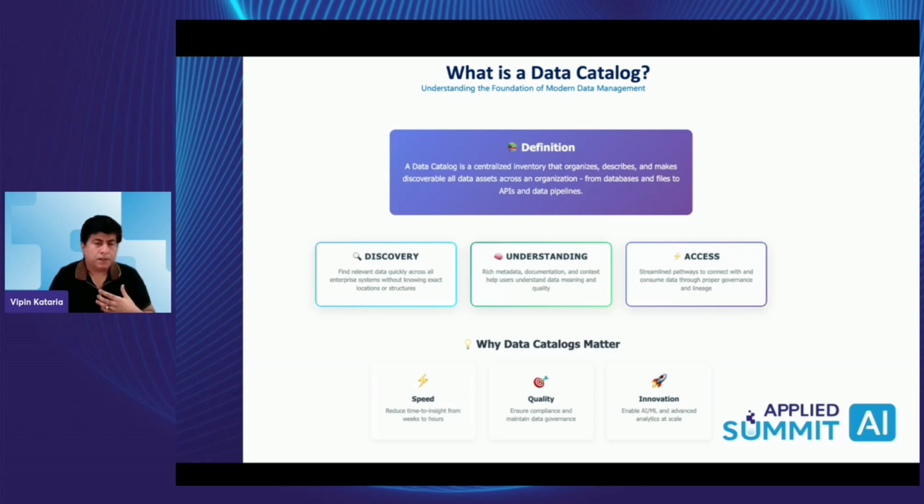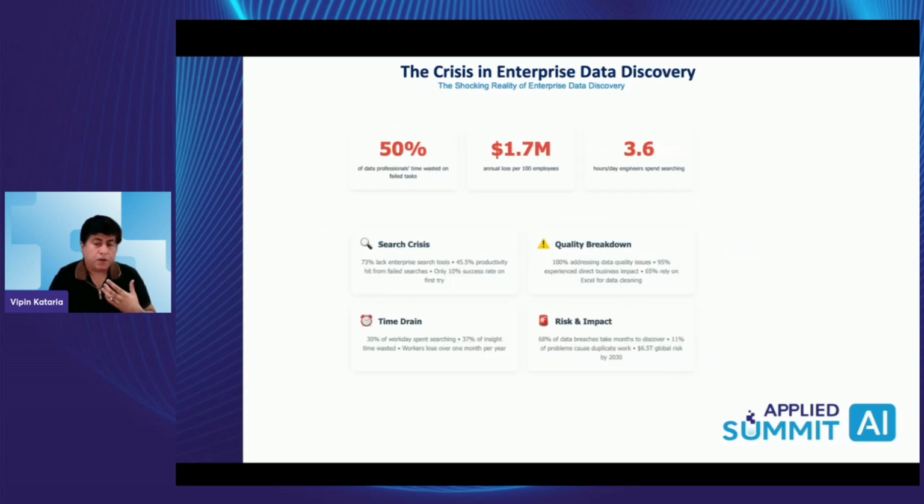Now we have set up the ground. Let's move to the shocking reality. Half of all data work fails because people cannot find the right data. Think about it, that's 50% waste, and this costs companies nearly $2 million per 100 employees annually. And think about what companies could do with this money. They can innovate. They can give perks to the employees. And your engineers are spending around 4 hours every day just searching for data. That's half their workday.